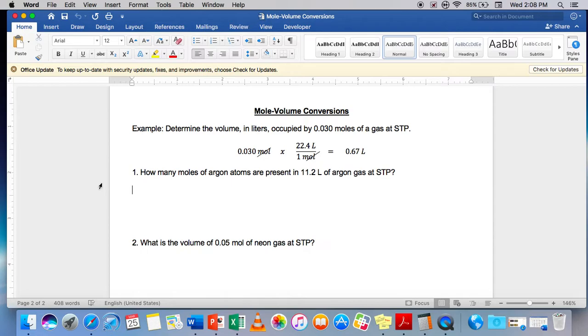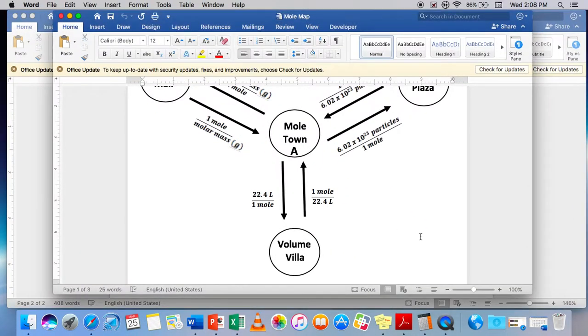Again, from before, we try to figure out what we have and what we are trying to find. First, it says determine the volume in liters. So that is our unknown, what we're trying to determine. We have to get to volume, and it's occupied by 0.03 moles of a gas. So we're starting with our moles. That is what is given, the number that we have. If we check our mole map, if we're given moles and we have to determine volume, we have to use this arrow going down.